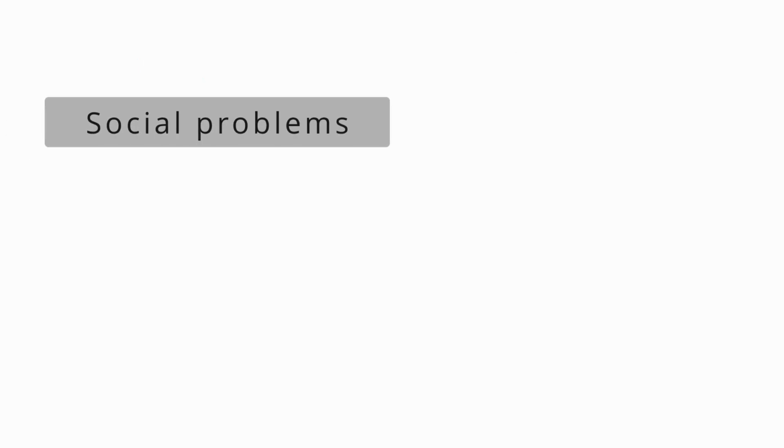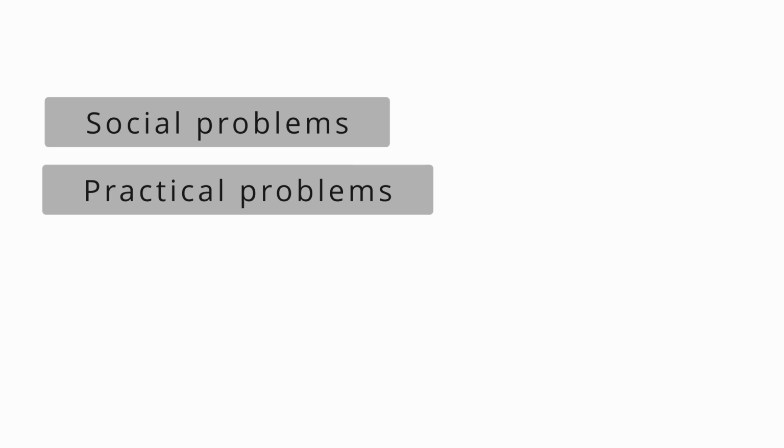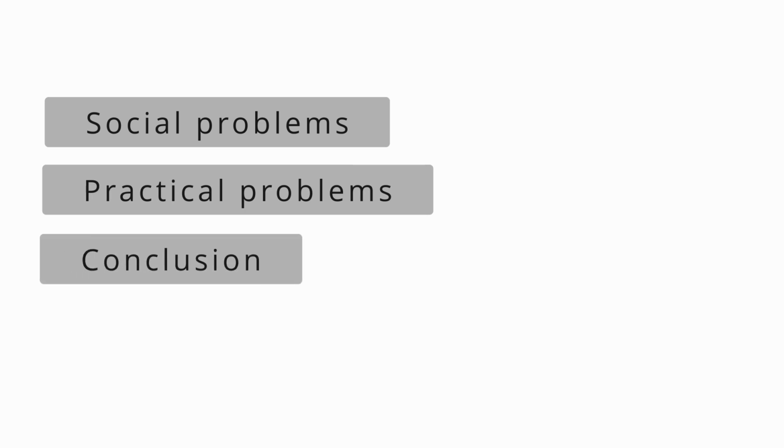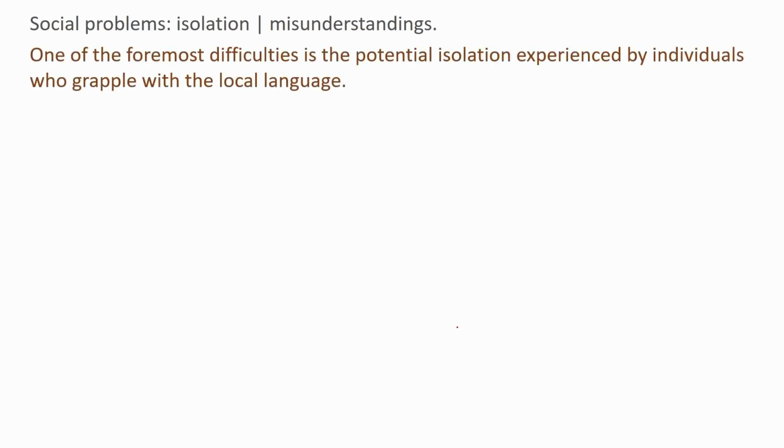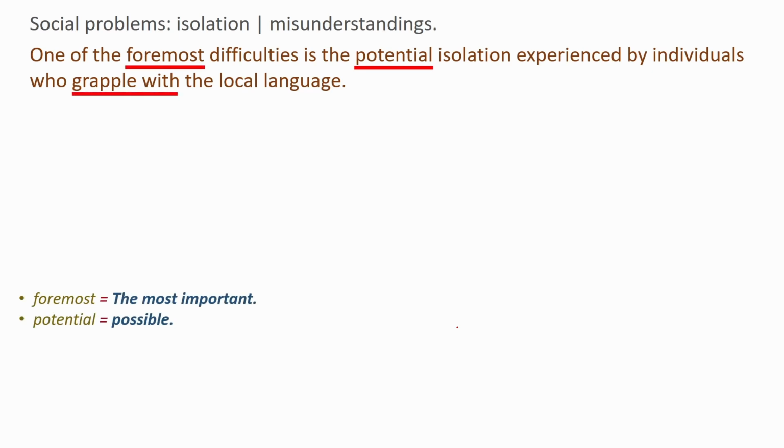In my first body paragraph, I will cover social problems, and in the second one, I will cover practical problems, and in my conclusion, I will summarize all the main points. Now, for social problems, I said isolation and misunderstandings. One of the foremost difficulties is the potential isolation experienced by individuals who grapple with the local language. Foremost, the most important; potential, something that is possible and can happen; grapple with, to struggle with, to have problem with something. So that is my topic sentence.